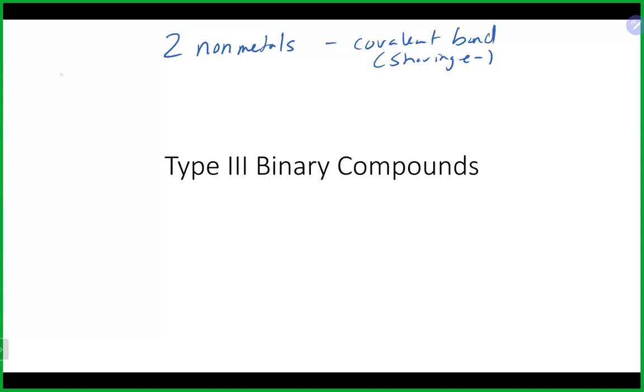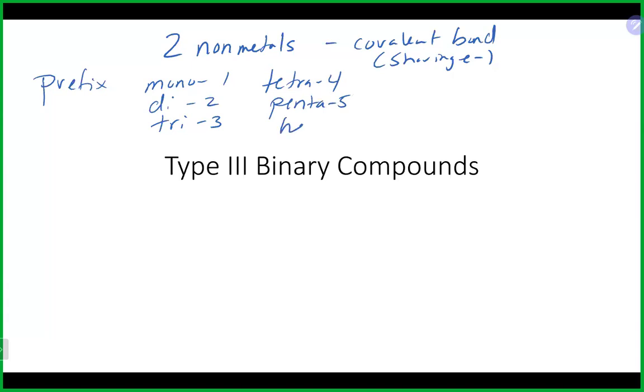So we do use prefixes here, and as we will see, we use mono for 1, di for 2. There's a table, I think, coming up. Tri for 3, tetra for 4, penta for 5, hexa for 6, hepta for 7, octa for 8, maybe some nona for 9. Could be making this up. Deca for 10. That sounds good. I'm going to stop at that one, I think.